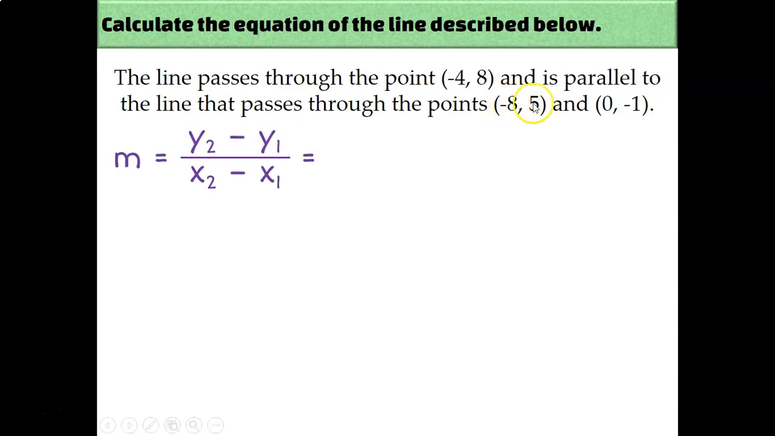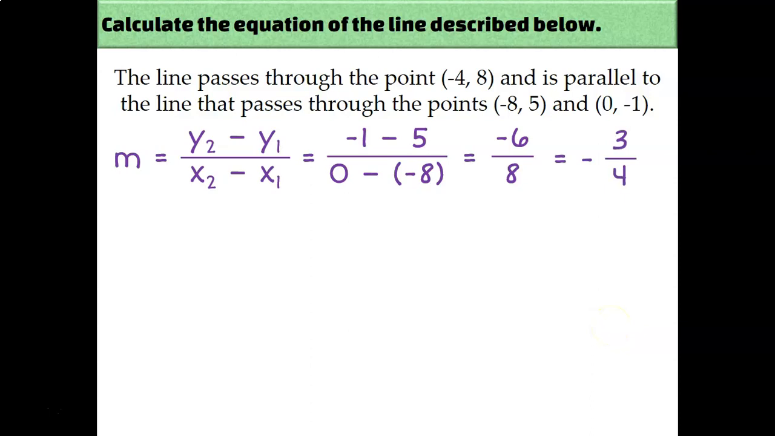So this is going to be my x1, y1, and this is going to be my x2, y2. So I've got -1 minus 5 on top, and I've got 0 minus -8 on bottom. So on top I have -6, and on bottom, well, that's really just a +8. And that reduces to -3/4. So that's going to be the slope of our line. That's m, because our line is parallel to the one that we just calculated the slope of. And parallel lines have equal slopes.